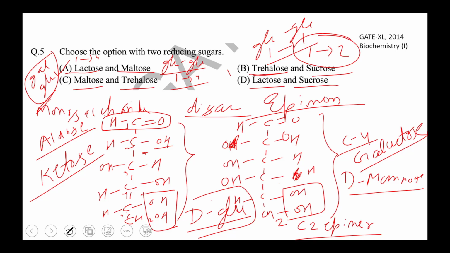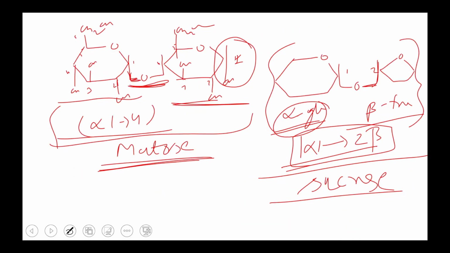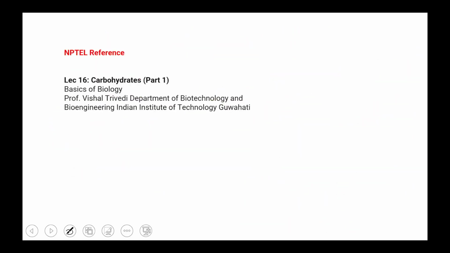Out of the four pairs, the first pair, lactose and maltose, is the reducing sugar pair. So the correct option will be option A for the two reducing sugars. This is the answer of the question, and this is the NPTEL reference, and here you can study more about the detailed structure of these monosaccharides, disaccharides, their different forms and their reducing properties.